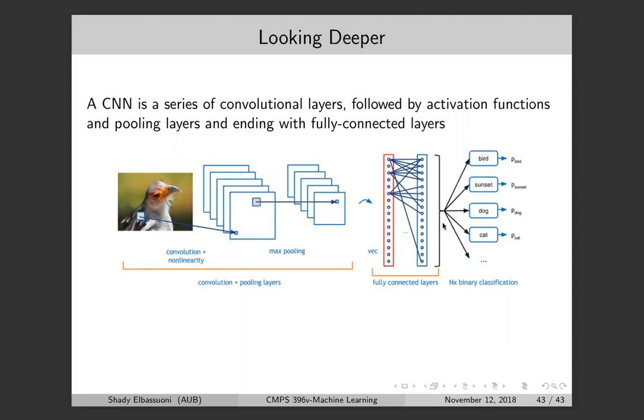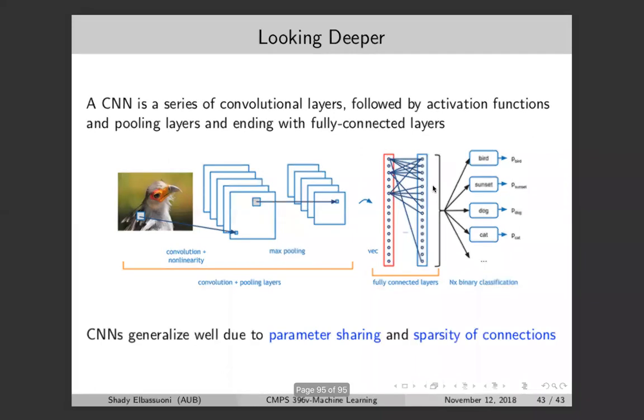You take the image, pass it through some convolutional layers, some activation, some pooling, and then at the end, some fully connected layers, and then softmax if you're doing multi-class classification, or basically logistic regression, so sigmoid if you're doing binary classification.